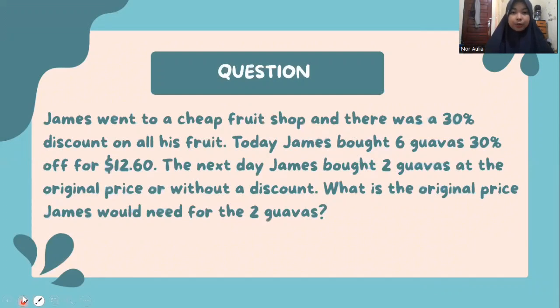Next is the video question. The question: James went to Jeffrey's shop and there was a 30% discount on all fruit. Today, James bought 6 guavas at 30% off for $12.60. The next day, James bought 2 guavas at the original price, without a discount. What is the original price James will need to pay for the 2 guavas?